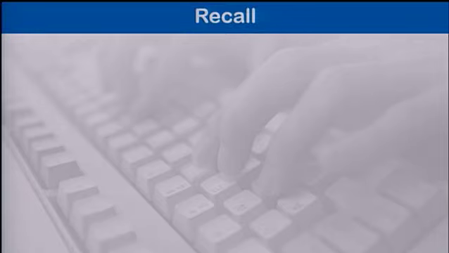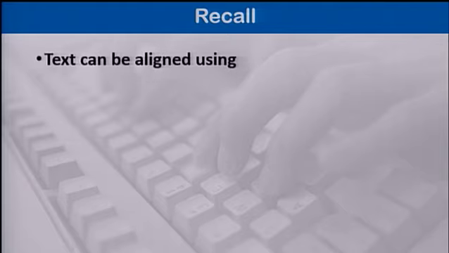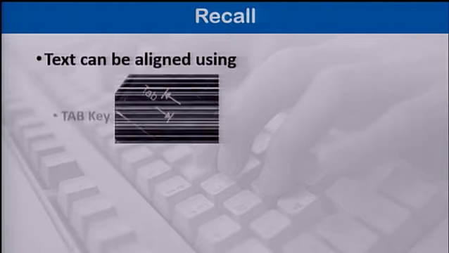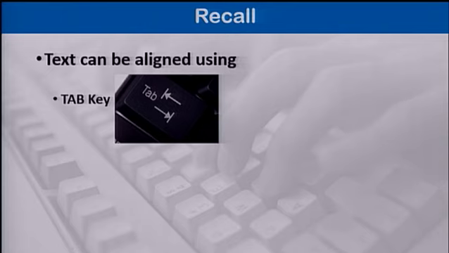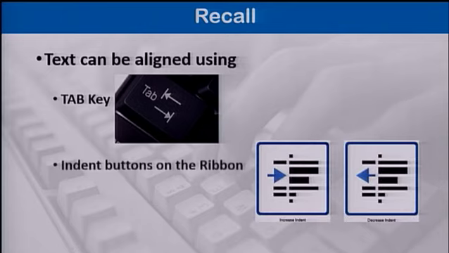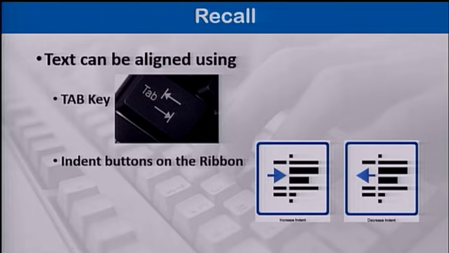Firstly, let's refresh our memory and recall that for text to be displayed directly under each other, it can be aligned using the Tab key on the keyboard and the indent buttons on the ribbon of the Home tab. Today, we will go one step higher in learning how to position text professionally.